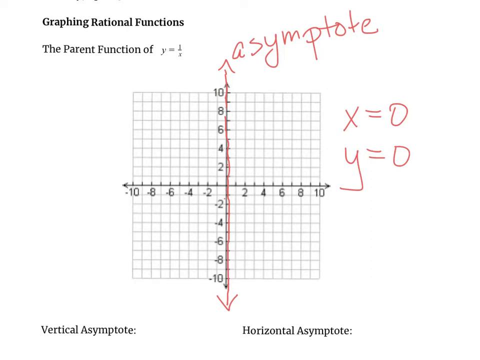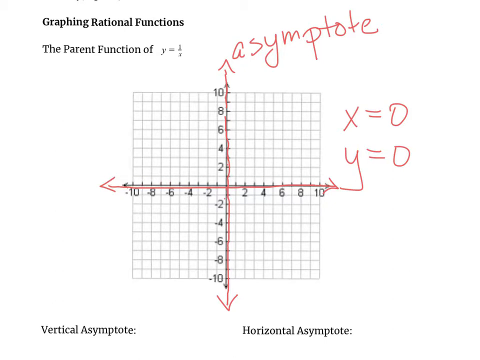To graph y equals 0, that's your horizontal line, and it's on the x-axis. So you get this asymptote right on the x-axis. You already have your asymptote on the y-axis, x equals 0, and y equals 0.